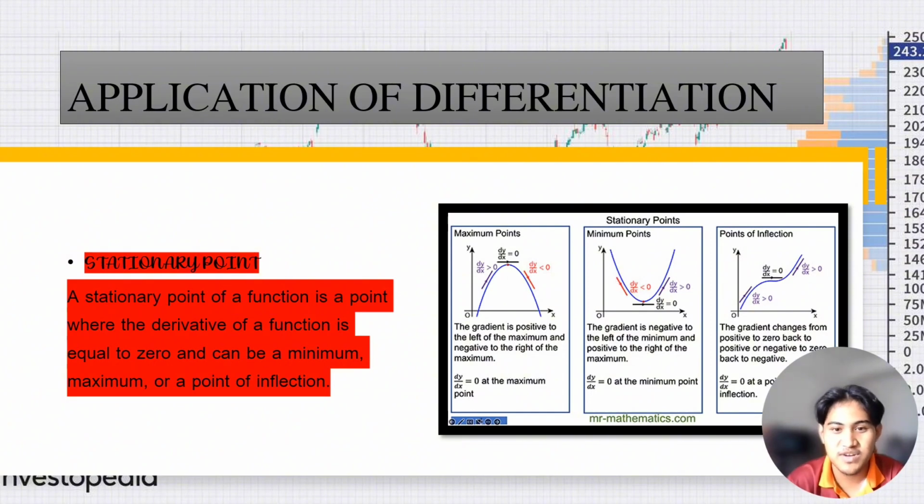Application of differentiation. Stationary point. A stationary point of a function is a point where the derivative of the function is equal to 0, and it can be a minimum, maximum, or point of inflection.